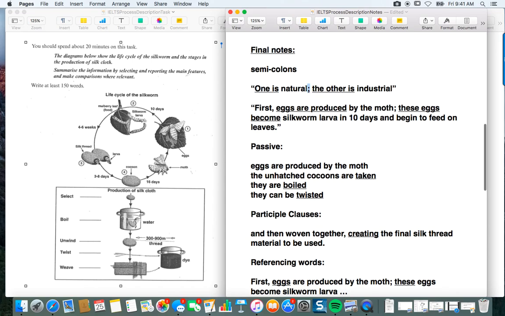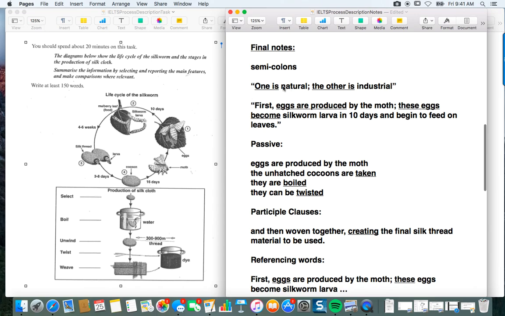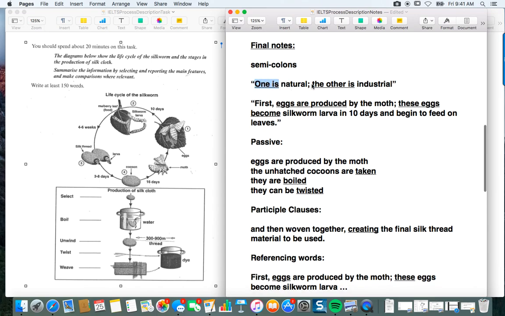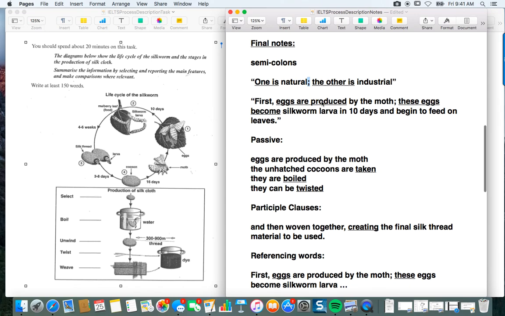So one is natural, the other is industrial. So you've got subject, verb, so similar topic or related topic, so use your semicolon.